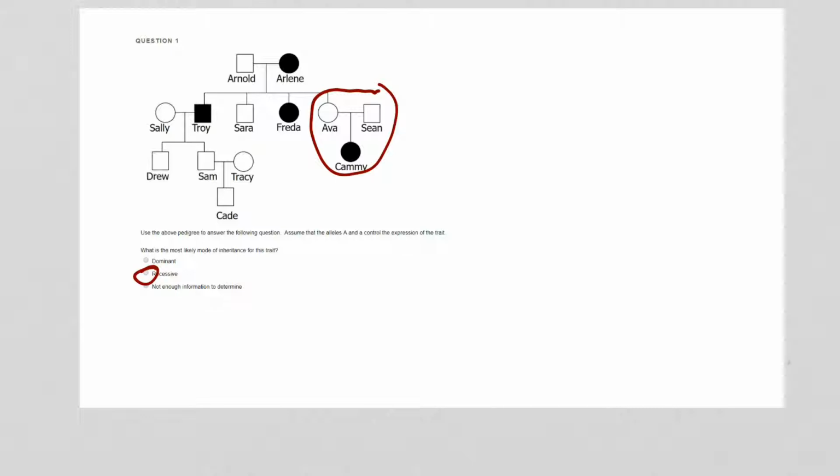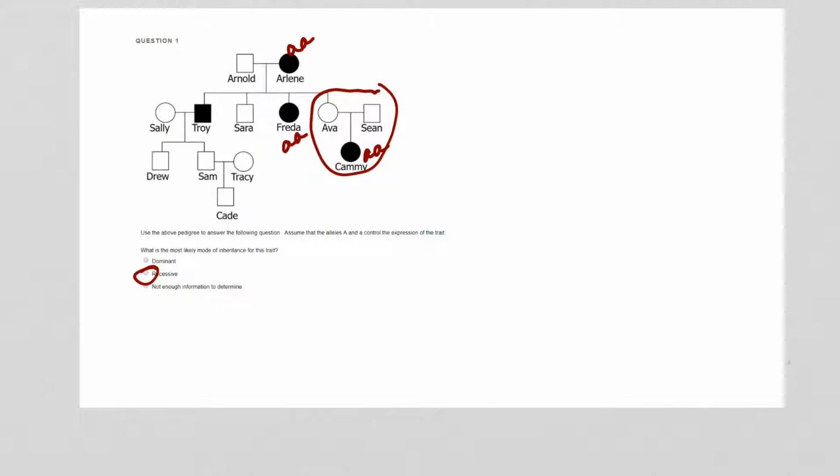Now, if I just explain why that is, when you have a recessive pedigree, it's possible to have two parents that don't have the trait, and then suddenly it shows up in the offspring. So notice here that Ava and Sean don't have this particular trait, and their child, Cammie, does have it. So that means it's going to be recessive. Once I know that it's recessive, that means any of the dark-colored individuals, we can assign them a genotype of little a. So I could go through and do that.